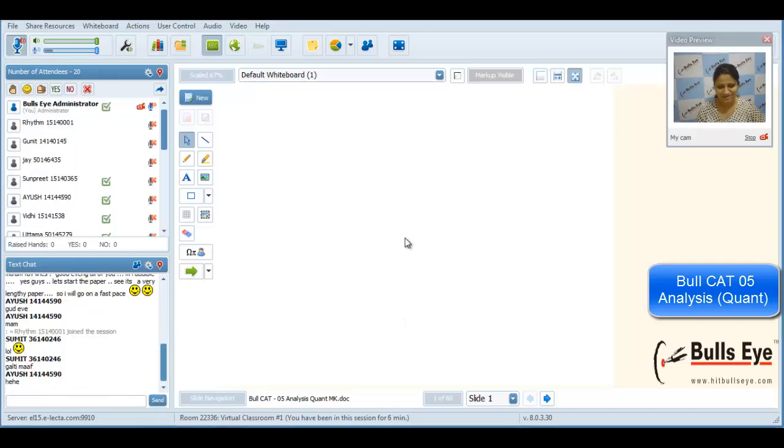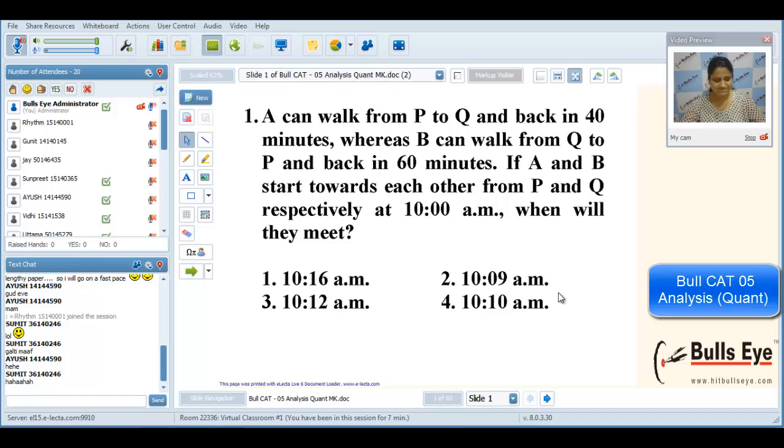Let us start the paper. See, it's a very lengthy paper, so I'll go on a fast pace. Is it okay, Sumit? Here's the very first question, time, speed, distance.